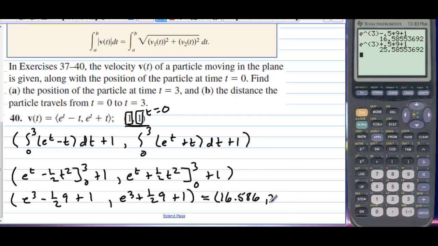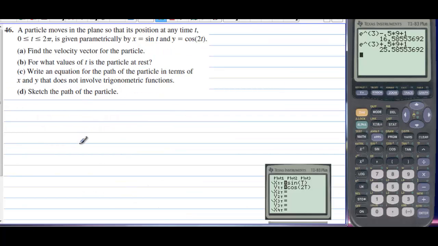We get 25.586. A particle moves in the plane so that its position at any time t from 0 to 2 pi is given parametrically by x equals sine t and y equals cosine of 2t. A. Find the velocity vector for the particle. That's the derivative. So in part A, we just have to take the derivative and write it as a chevron because it's a vector. The derivative of sine t is cosine t, and the derivative of cosine 2t is negative 2 sine of 2t.